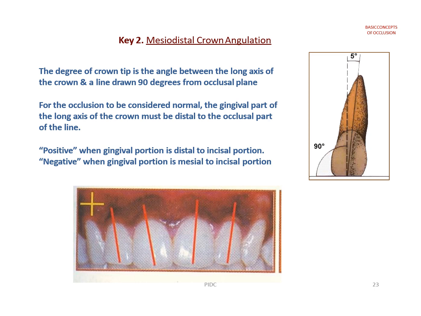If it is positive, it means the gingival portion is distal to the incisal portion. And negative means the gingival portion is mesial to your incisal portion.